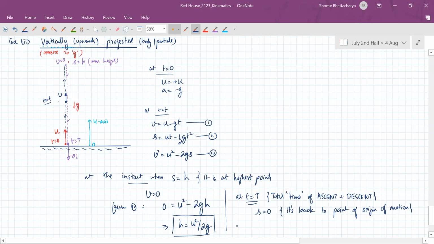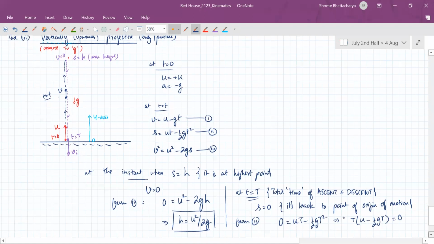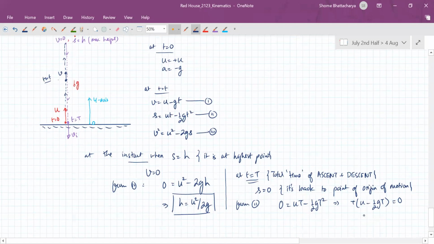So from equation 2, we can see that 0 is equal to ut minus half gt square. Factorize this, and it will give you two roots, but one of them you'll reject because that is t equal to 0, the initial time. So that will give you the time of flight. The first root is t equal to 0, which we reject. The second root is t equal to 2u by g.